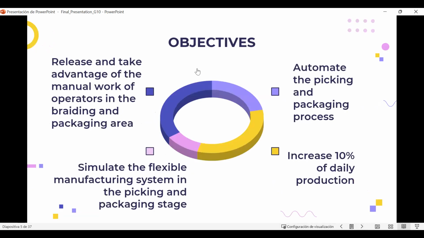We have objectives. The first is to take advantage of the manual work of operators in the picking and packing area. Another is to automate the picking and packaging process, simulate the flexible manufacturing system in the picking and packing stage, and finally increase daily production by 10%.